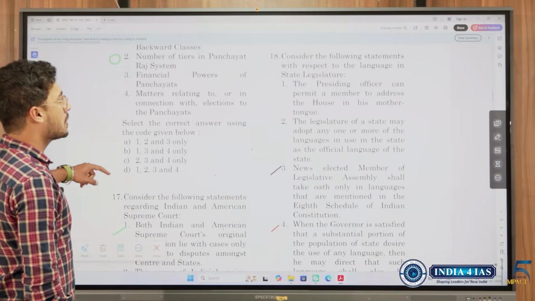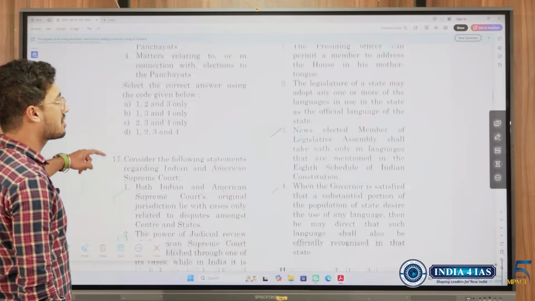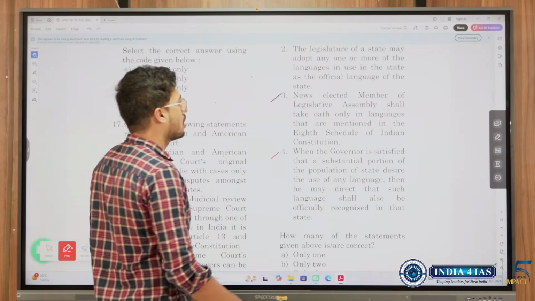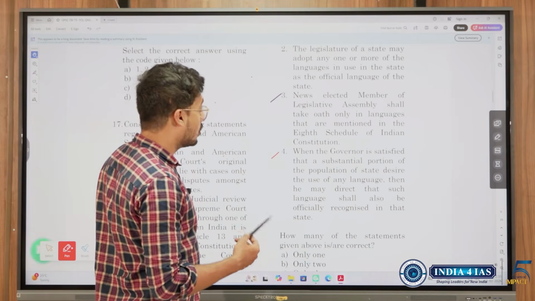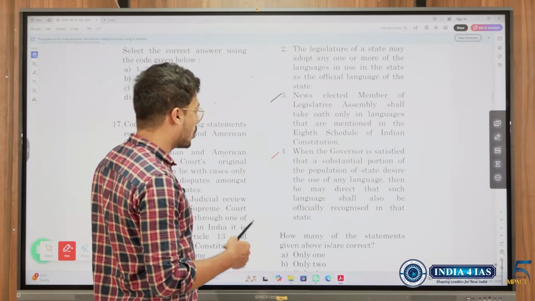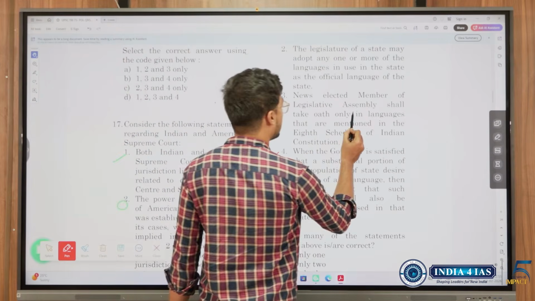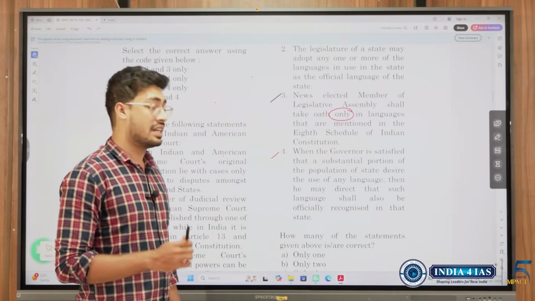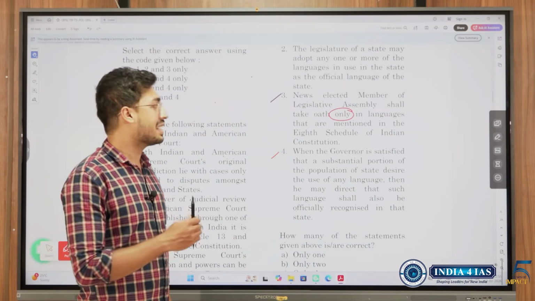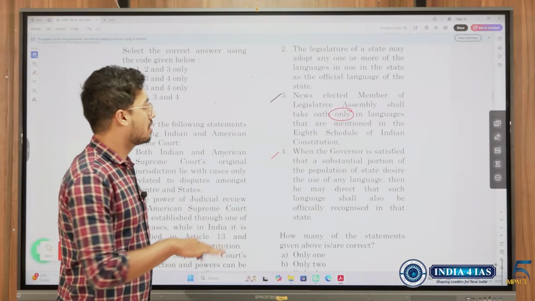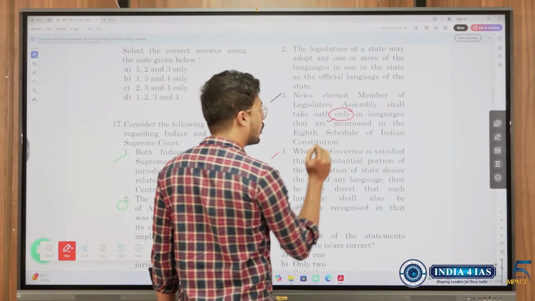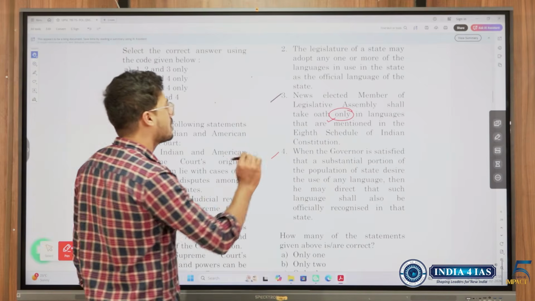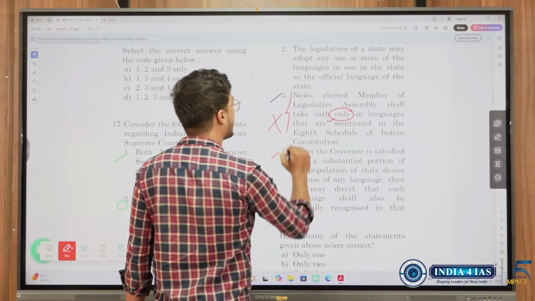Consider the following statements with respect to language in state legislature. Now, this is a simple thing, but there are a few things I want you to make note of. A newly elected member of the Legislative Assembly shall take oath only in languages that are mentioned in the 8th Schedule. This is wrong. The 8th Schedule has 22 official languages, and a person can take oath in other languages also. Restricting it would restrict his freedom of speech. So this is wrong. This we could have guessed.